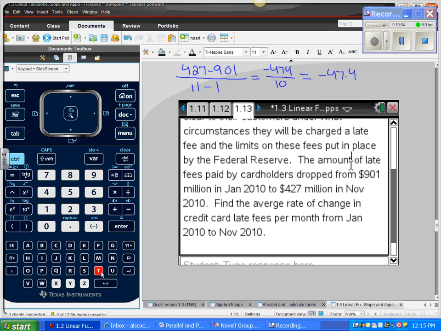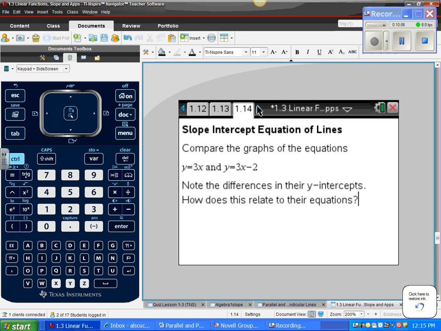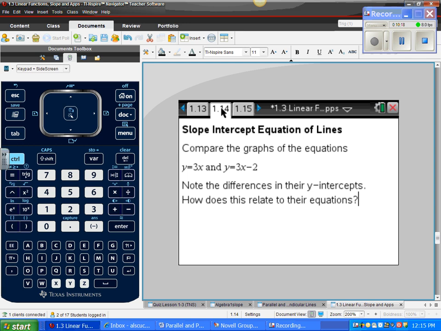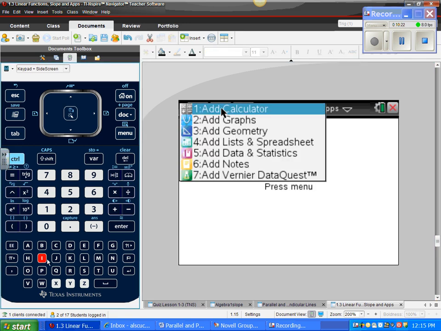Next page. Slope-intercept. If we're thinking about the two graphs, 3x and 3x minus 2, what we're going to do is graph those and look at the differences between them. So 3x and 3x minus 2. I'm going to add a graphs page.